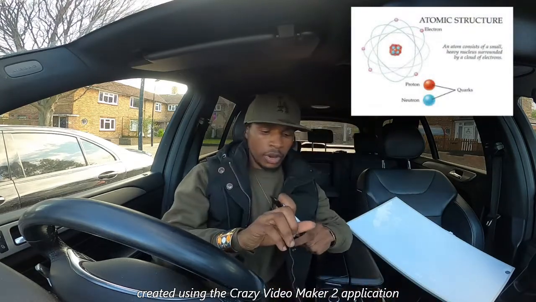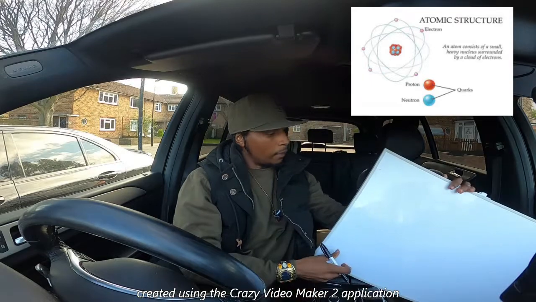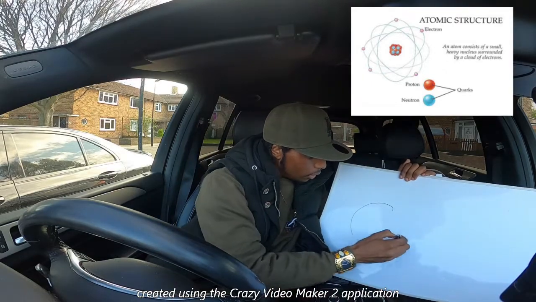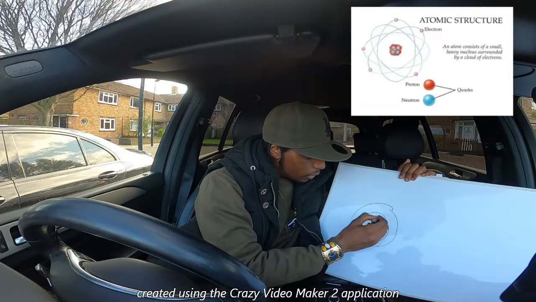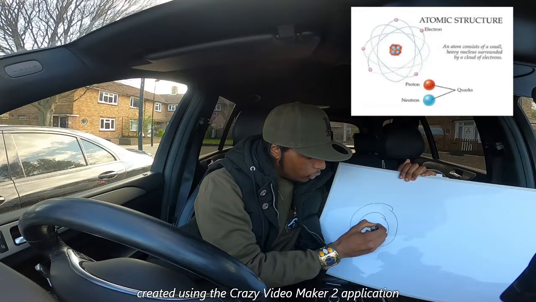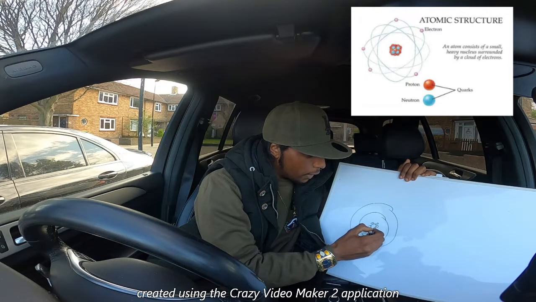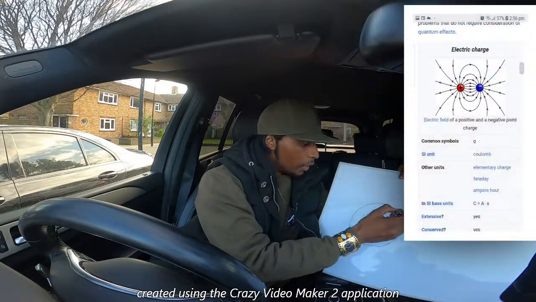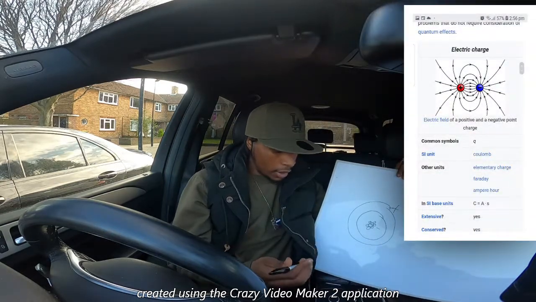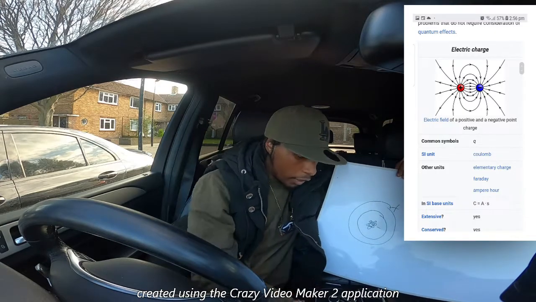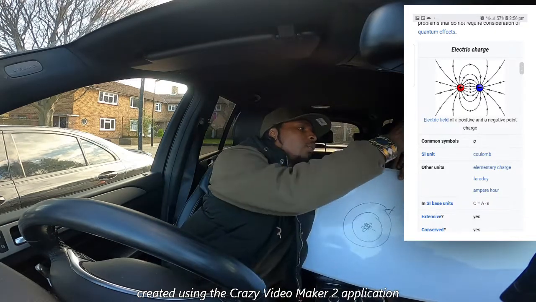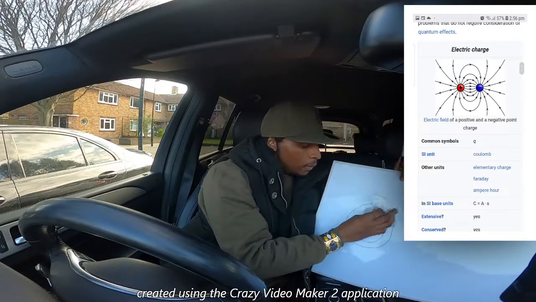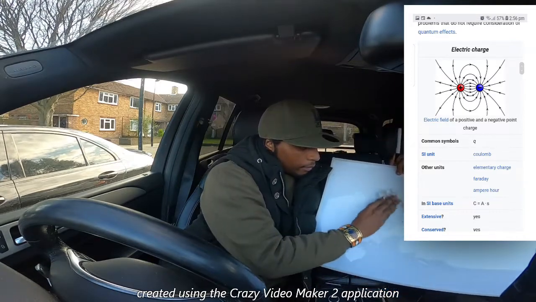Let me just draw it out for you, so you have a clearer understanding. With these protons, neutrons, and electrons, we have different electrical charges. These are all electrical charges, an electrical circuit, I would say. If you have an understanding of how a circuit works and how electricity is formed, I'm going to draw it out for you now.